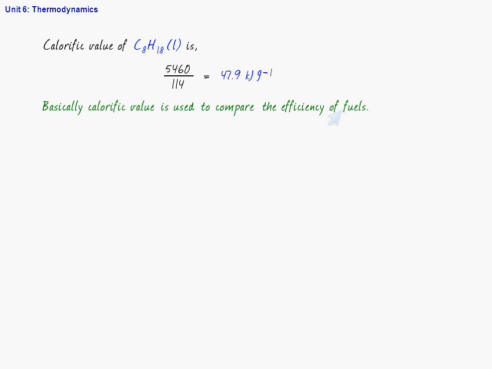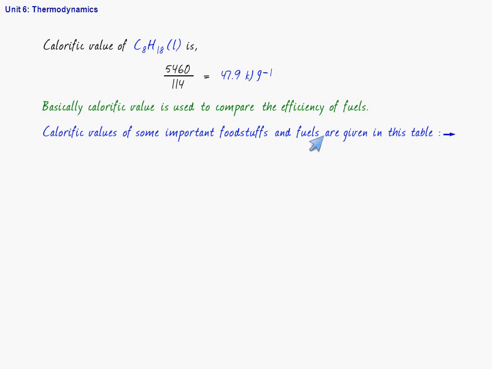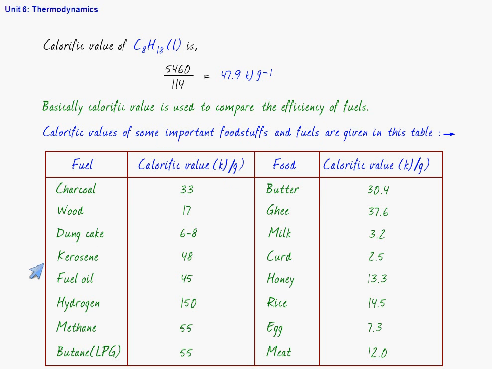Now, calorific values of some important foodstuffs and fuels are given in this table. You can just look at the table. This table is going to help you throughout your life, because if you remember the values, then it will be useful. The charcoal has a calorific value of 33 kilojoule per gram. Similarly, the values of hydrogen, methane, butane, butter, ghee, milk, curd, honey, rice, egg, meat, everything is given.